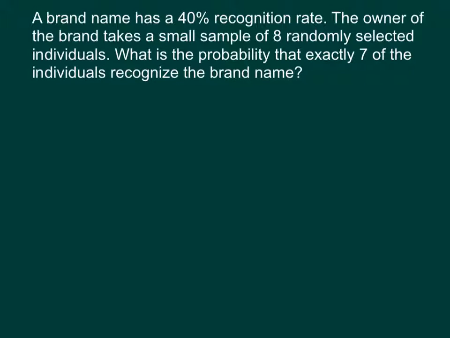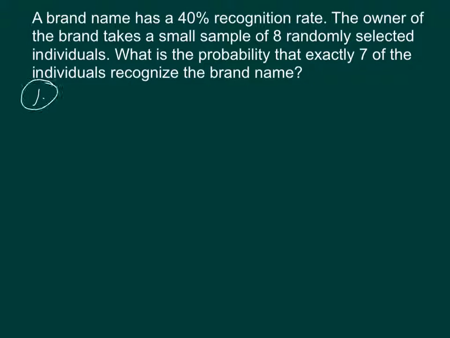Okay, so here we have a little scenario. A brand name has a 40% recognition rate. The owner of the brand takes a small sample of 8 randomly selected individuals, and we want to know the probability that exactly 7 of those 8 individuals recognize the brand name. That seems kind of complicated at first, but if we start thinking, it's actually not too bad to deal with.